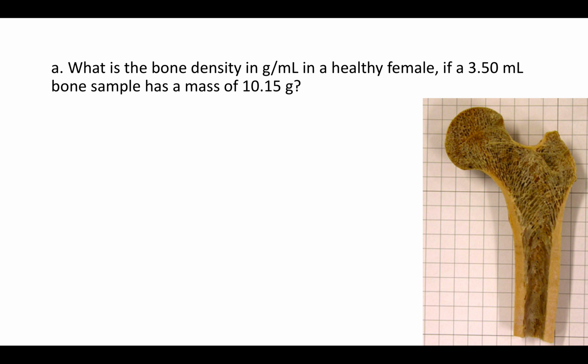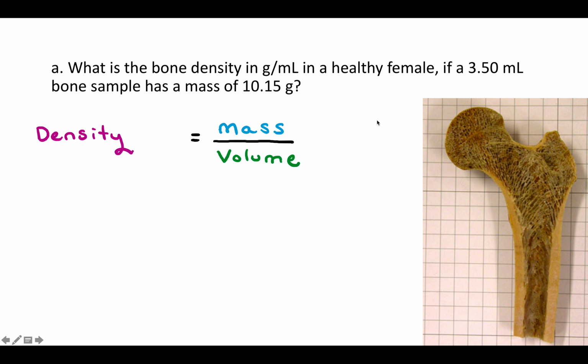The first question says, what is the bone density in grams per milliliter in a healthy female if a 3.50 milliliter bone sample has a mass of 10.15 grams? So they're asking for the density. Now remember, density is the mass over the volume. So it's how much stuff you have in a given space.